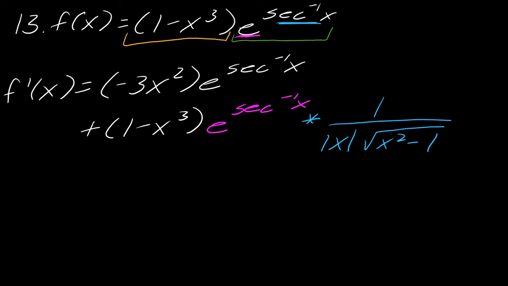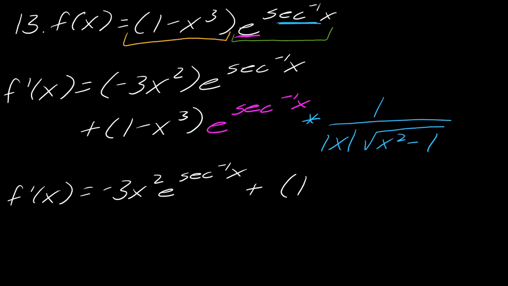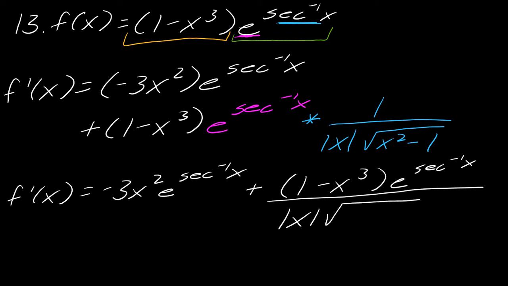And so from here, now we just have to clean this up a little bit. So this will come out to f prime of x equals negative 3x squared e to the inverse secant of x plus 1 minus x cubed e to the inverse secant of x over the absolute value of x times the square root of x squared minus 1. And in this case, there's not really much more simplification you can do.